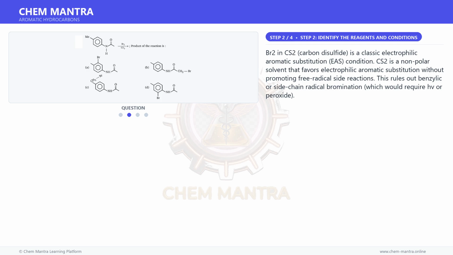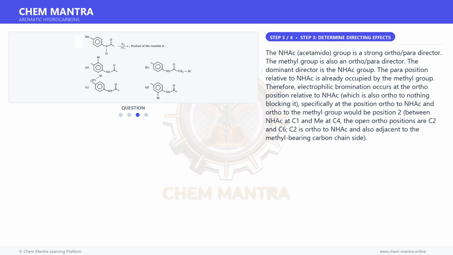Br2 in CH2Cl2 or carbon disulfide is a classic electrophilic aromatic substitution (EAS) condition. CH2Cl2 is a nonpolar solvent that favors electrophilic aromatic substitution without promoting free radical side reactions. This rules out benzylic or side chain radical bromination, which would require light or peroxide. Moving on to the next step.